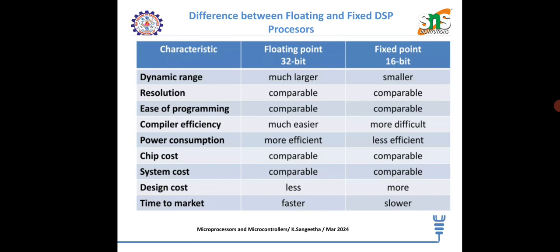Compiler efficiency is much better in floating point, but it is difficult in fixed point. Power consumption is more efficient in floating point and less efficient in fixed point. Chip cost and system cost are comparable, and design cost is less in floating point and more in fixed point. Time to market is faster in floating point and slower in fixed point.